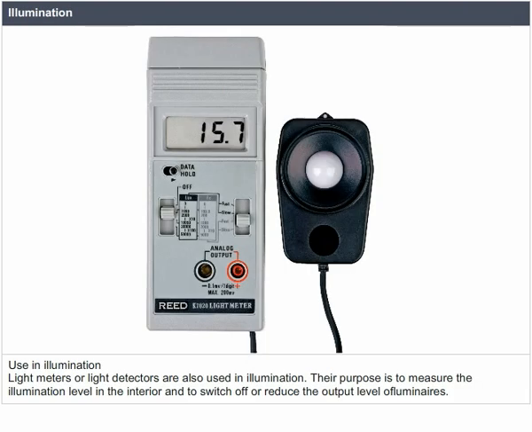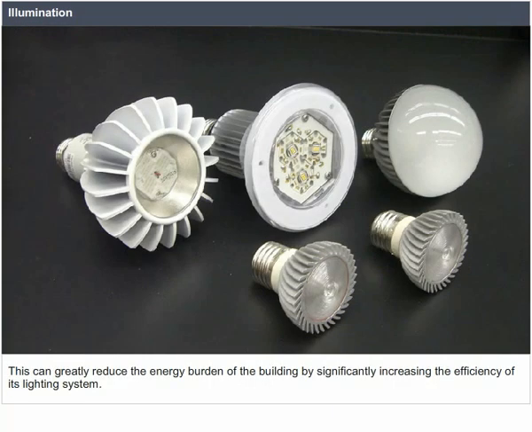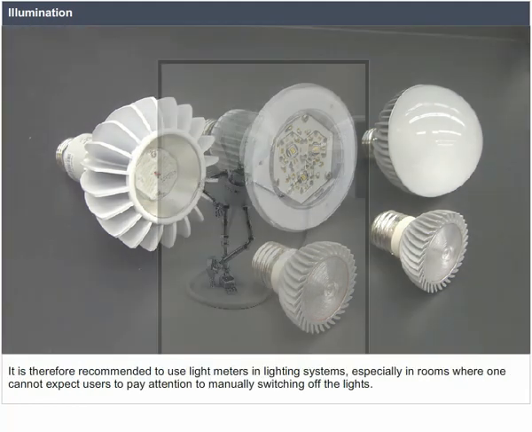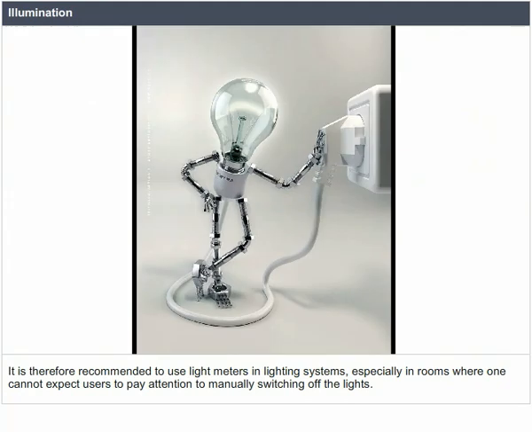Light meters or light detectors are also used in illumination. Their purpose is to measure the illumination level in the interior and to switch off or reduce the output level of luminaries. This can greatly reduce the energy burden of the building by significantly increasing the efficiency of its lighting system. It is therefore recommended to use light meters in lighting systems, especially in rooms where one cannot expect users to pay attention to manually switching off the lights.